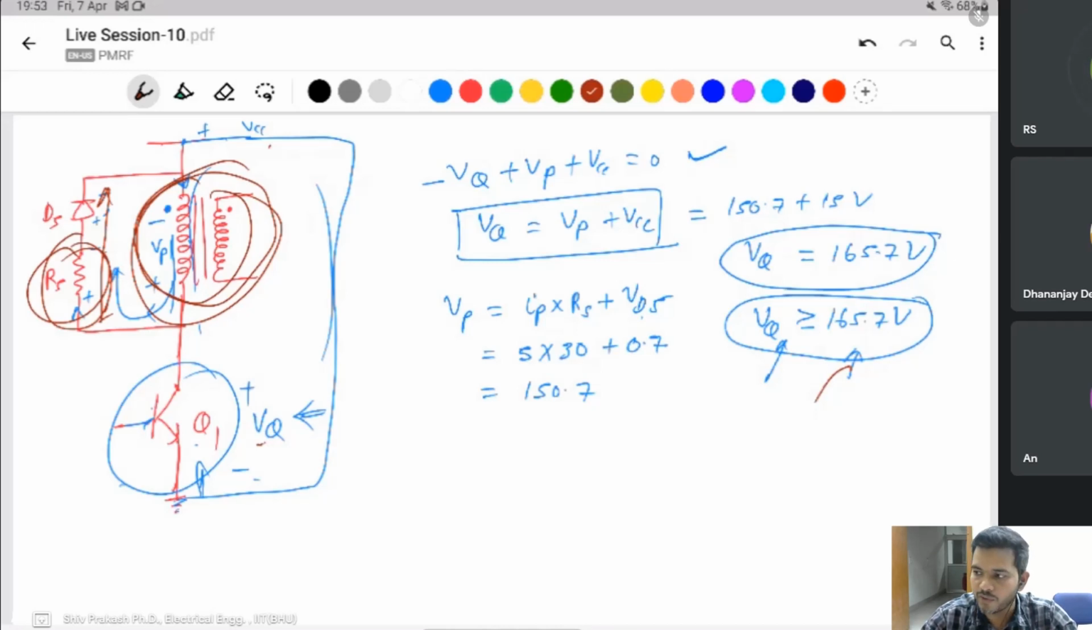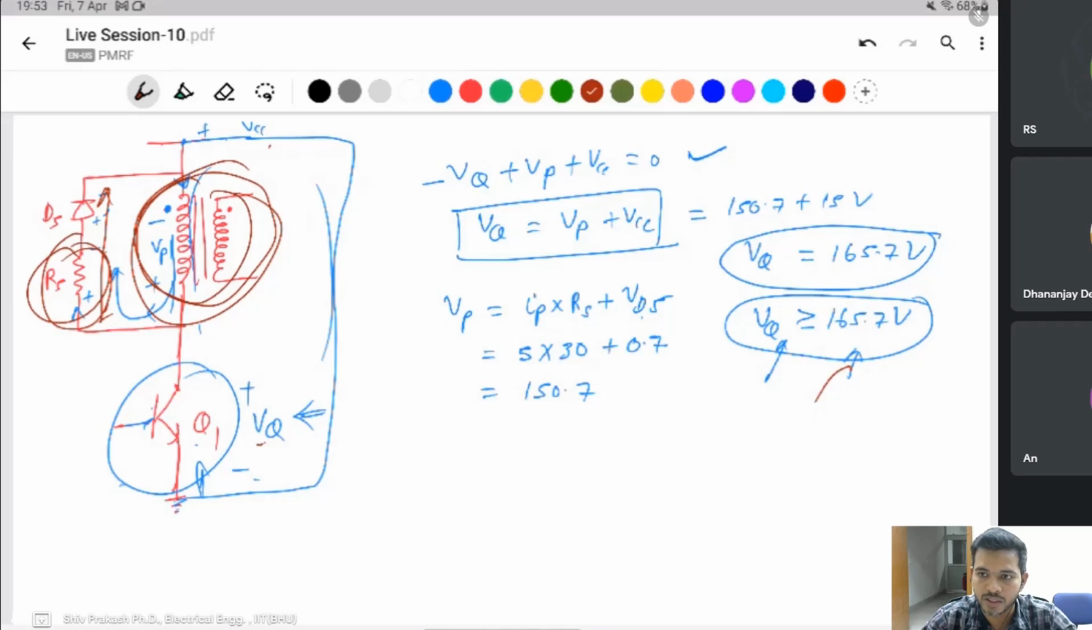Turn off time, if you have a 10 microsecond time period, then you have a 6 microsecond on period and a 4 microsecond off period. But if you increase the duty to 0.8, it means we have only 2 microseconds to dissipate all the energy stored in the transformer. In that condition, the resistance should be more to dissipate all the energy.